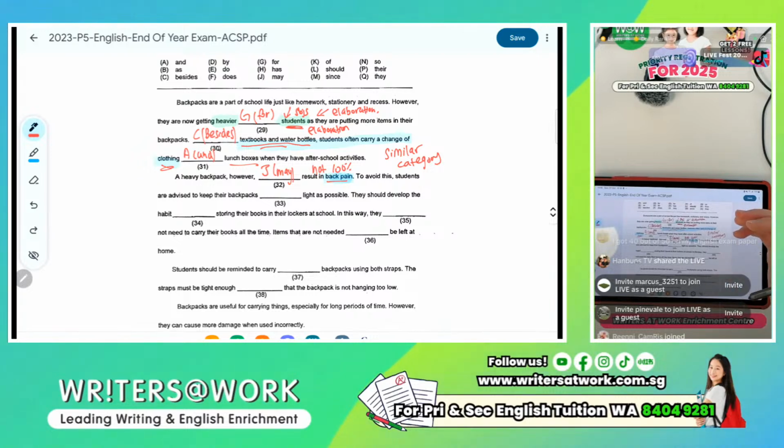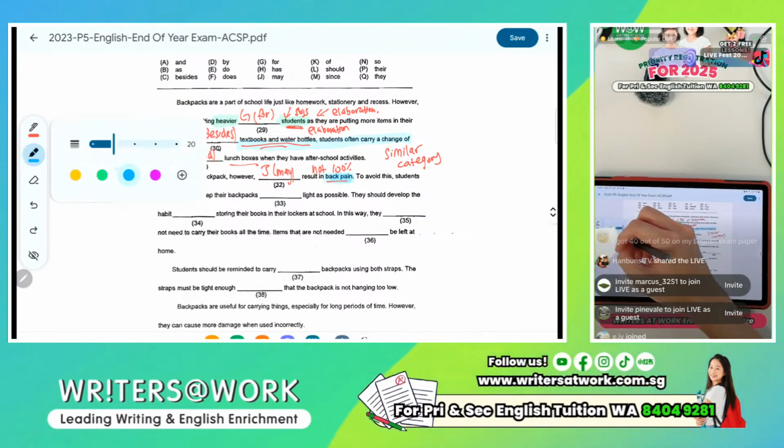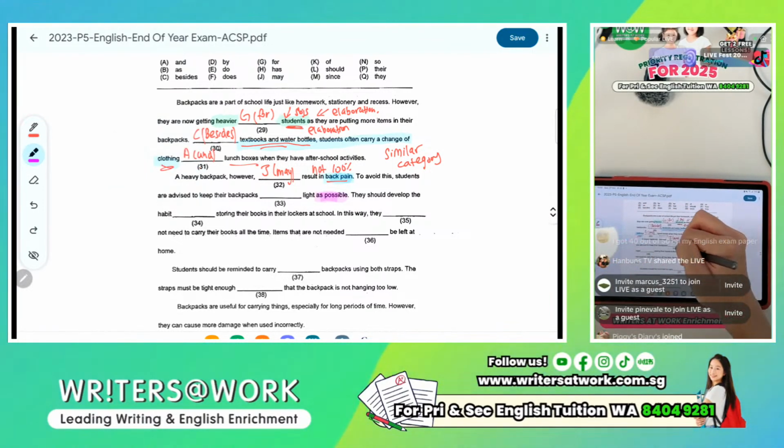To avoid this, students are advised to keep their backpacks dash light as possible. So when we have these two words here, as possible, the first word must be as. They always go together, as light as possible. Okay? They should develop the habit dash storing their books in their lockers at school. So this is actually an elaboration of my habit. What habit? The habit of doing something. So this would be of.